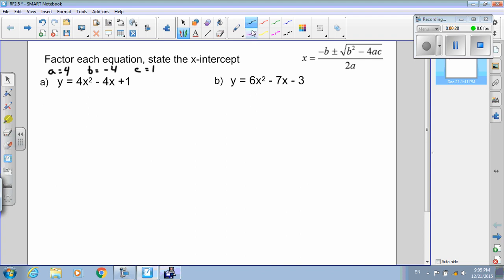Now, the next step is to substitute into this formula here. So x equals, instead of writing negative b, you'll write negative bracket, negative 4. Don't forget your bracket, plus, minus, and now your discriminant: negative 4 squared, negative 4, which is now the same negative 4, and then 4, and then 1, over 2 times 4.